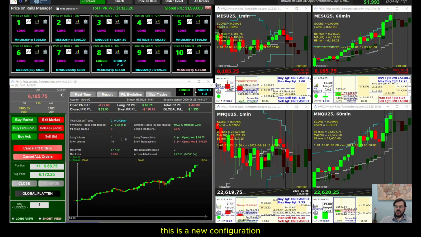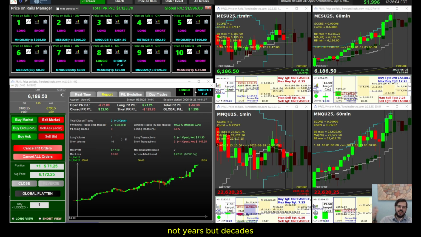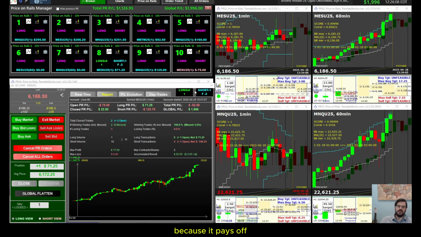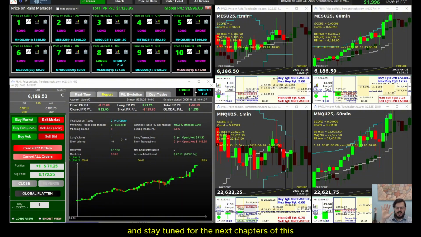This is a new configuration. We started with this 15 days ago, but the upside is huge and it works beautifully for options for several, not years, but decades. People have used this kind of trading since forever because it pays off, and we can use that inside Price on Rails agents. And stay tuned for the next chapters of this, where you are going to see real results with this.